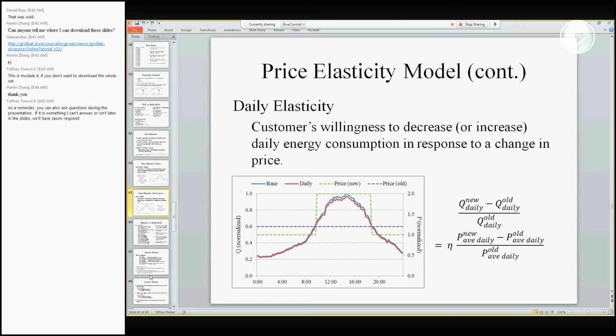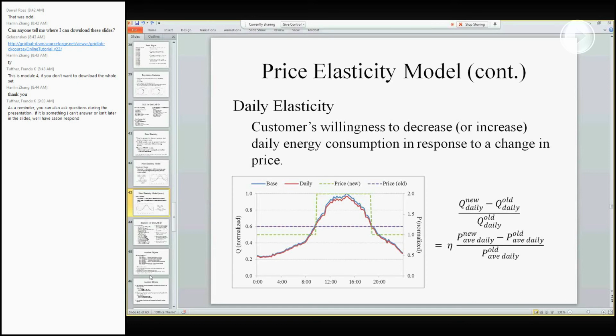So this really only works if you're moving from one known price structure to another. But if you were, say, moving from one unknown price structure, or one known price structure to an unknown, you might not be able to get as much information out of this as you like. But really, in the end, you combine these two so that you get the substitution elasticity and the daily elasticity, and combining these two, you can get a new load shape.